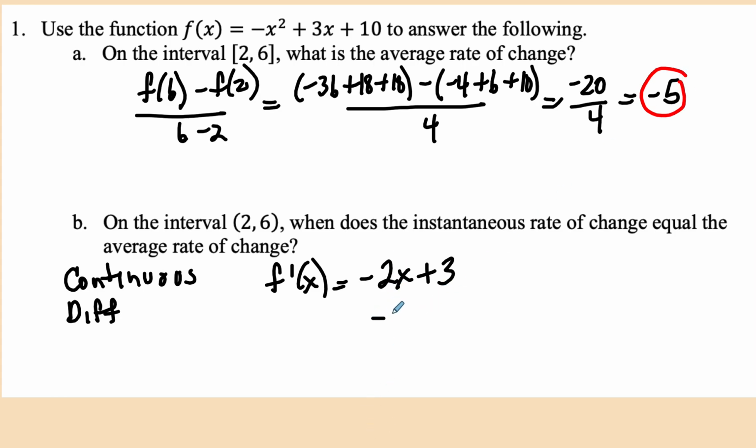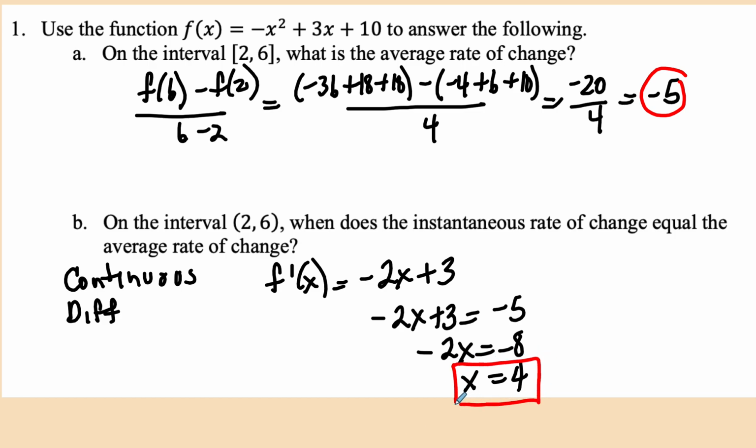So I'm going to take negative 2x plus 3 and set it equal to my negative 5. That's my average rate of change. Negative 2x is equal to negative 8, and so x is equal to 4. So this answer is the place at which the instantaneous rate of change is going to be equal to the average rate of change. So if I put 4 into this derivative, f prime of 4, this will be negative 8 plus 3, which is equal to negative 5. And this instantaneous rate of change is equal to the average rate of change.